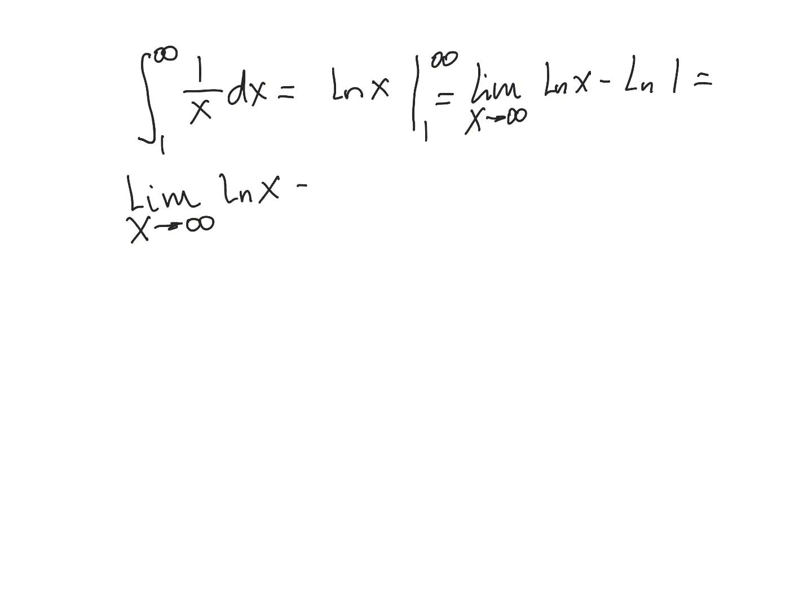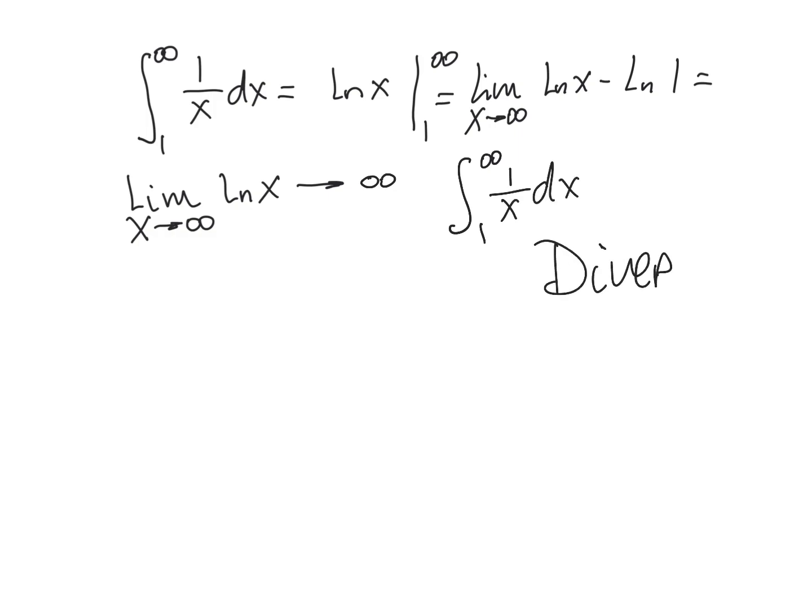And now we have the same limit as we had before. The only difference is the variable was t before, now it's x. It still goes to infinity, and the conclusion is still the same, that the improper integral from 1 to infinity of 1 over x dx diverges.